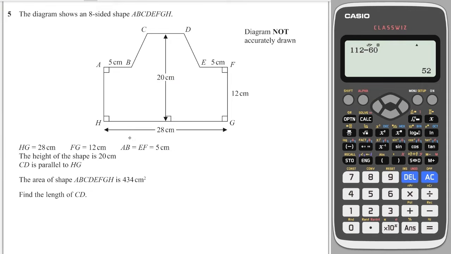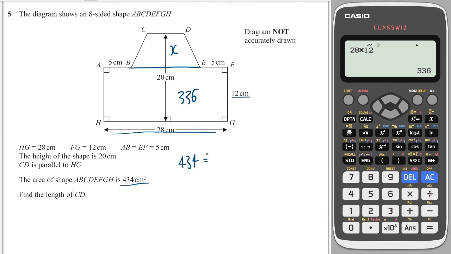Okay, we've got a funny looking shape here, and we are told the height of the shape, and pretty much everything is on the diagram already, but we are told the area of the total shape, A all the way around to H. So the first thing I'm going to do is split it, and I'm going to work out the area of the rectangle below, which is 28 by 12. So I'll do 28 times 12, which is 336.